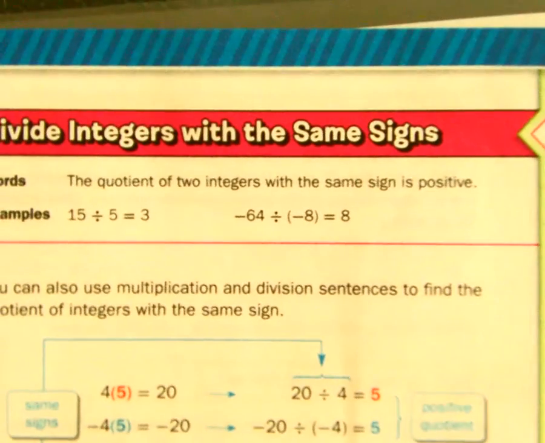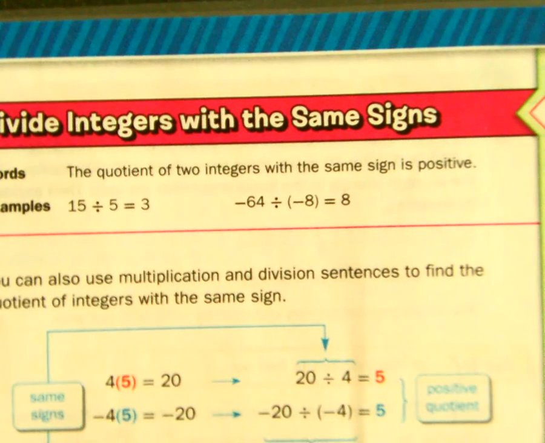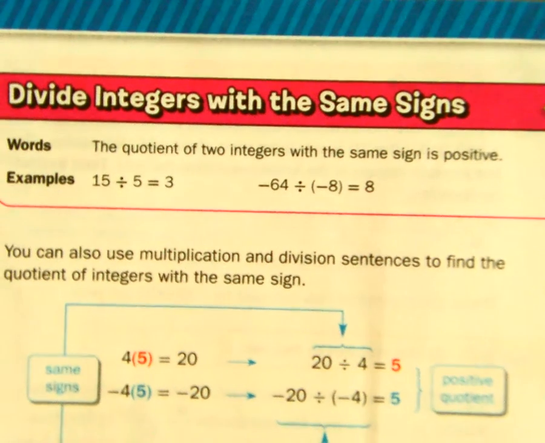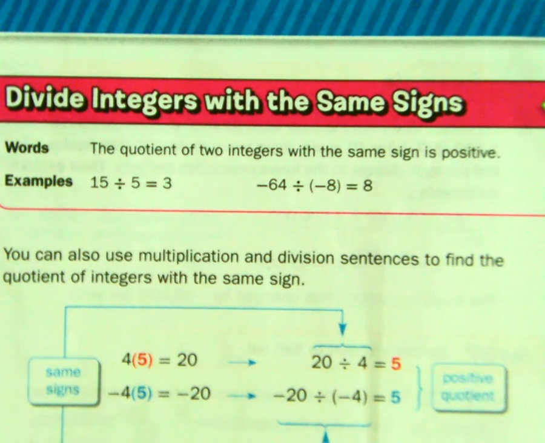Okay? The next thing we're going to do is divide integers with the same sign. So the quotient of two numbers with the same sign is always positive. So positive divided by a positive is a positive. We've been doing that. And now a negative divided by a negative, it's also a positive. Okay? Our double negatives, they become a positive.